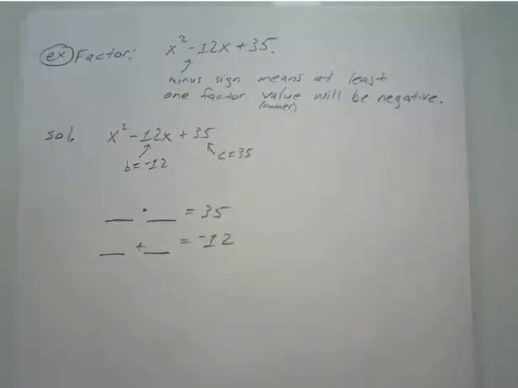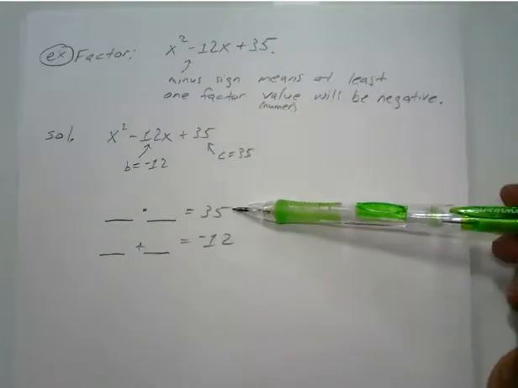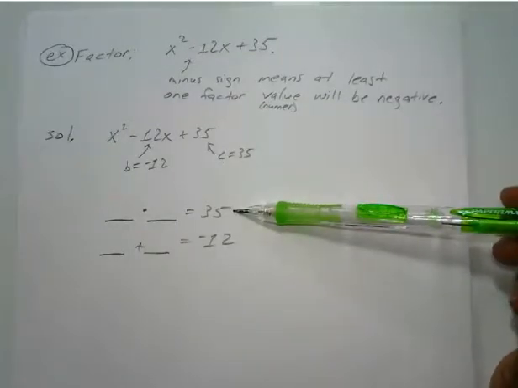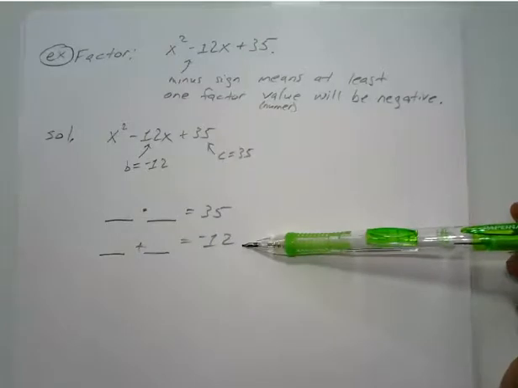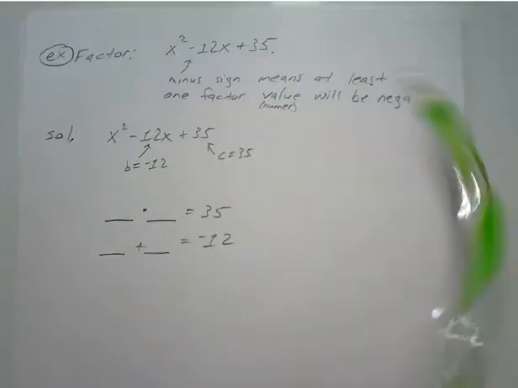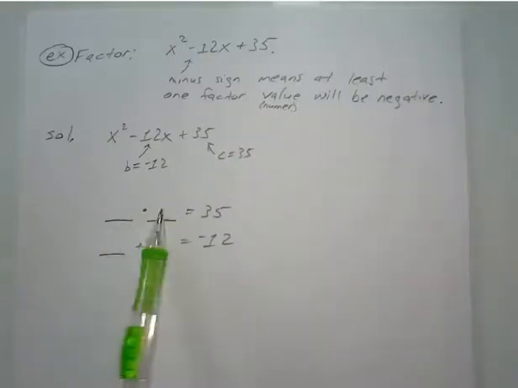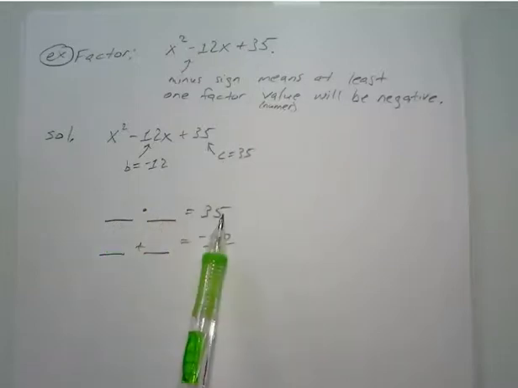This is one way you can approach this. If you look carefully, whenever the multiplication is positive but the addition is negative, that lets you know that both of these values will be negative, because negative times negative will give you a positive.